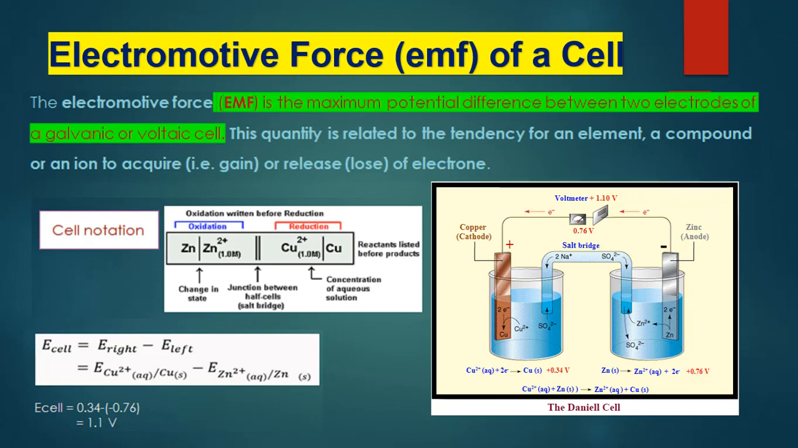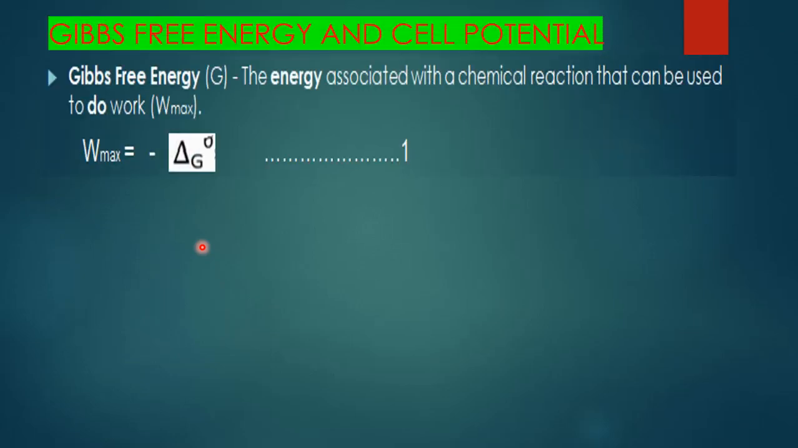Now, the Nernst equation purpose is at different conditions. Suppose a 0.5 M or 2 M concentration solution is there, or the temperature is around 50 degrees Celsius. In that case, what is the EMF of a cell? Those things we can calculate by the Nernst equation. Before that, Gibbs free energy and cell potential, the relation.